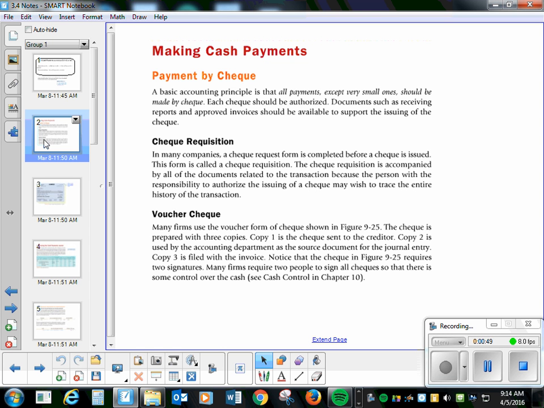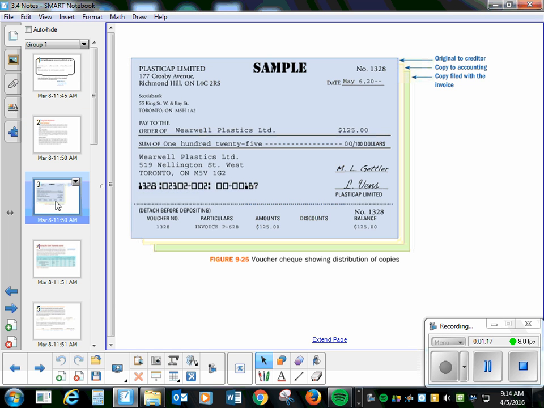Many firms use a voucher form of a check shown on the next page. The check is prepared with three copies. Copy one is the check sent to the creditor. Copy two is used by the accounting department as the source document for the journal entry. And copy three is filed with the invoice. Notice that the check on the next page requires two signatures. Many firms require two people to sign all checks so that there is some control over the cash. Okay, so it would look like this with different copies behind it.